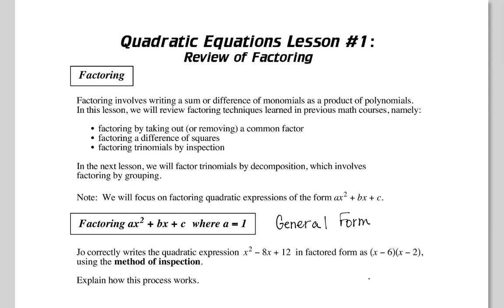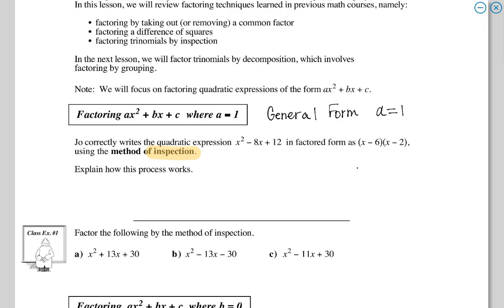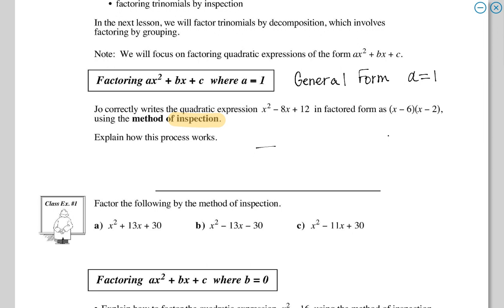Okay? General form, where a is 1. They give this a special name. That special name is inspection. This is where you have to find those two special numbers that multiply to the c value and add to the b value.